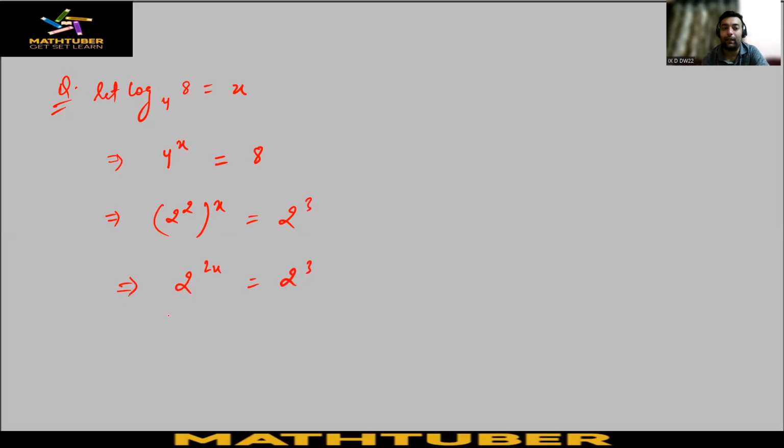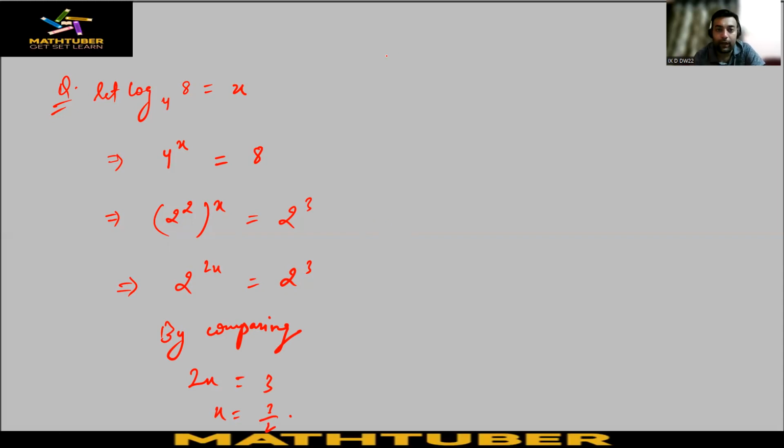So 2 raised to power 2x is equal to 2 raised to power 3. And by comparing, if the bases are same, then the powers will also be equal. So x will be equal to 3 by 2. And this will be your answer, right?